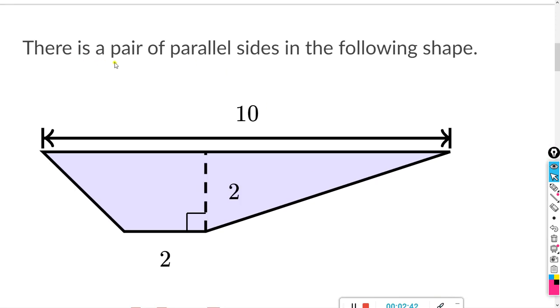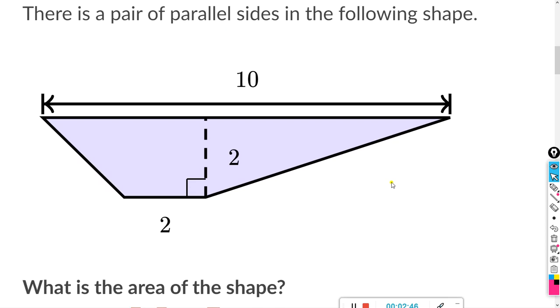So again, they tell us there's a pair of parallel sides. So clearly we can see this side is not parallel with this side. So it must be the top and the bottom. And I'm going to mark those sides parallel with the arrow symbol. Alright, and since we have a pair of parallel sides, it's a trapezoid.